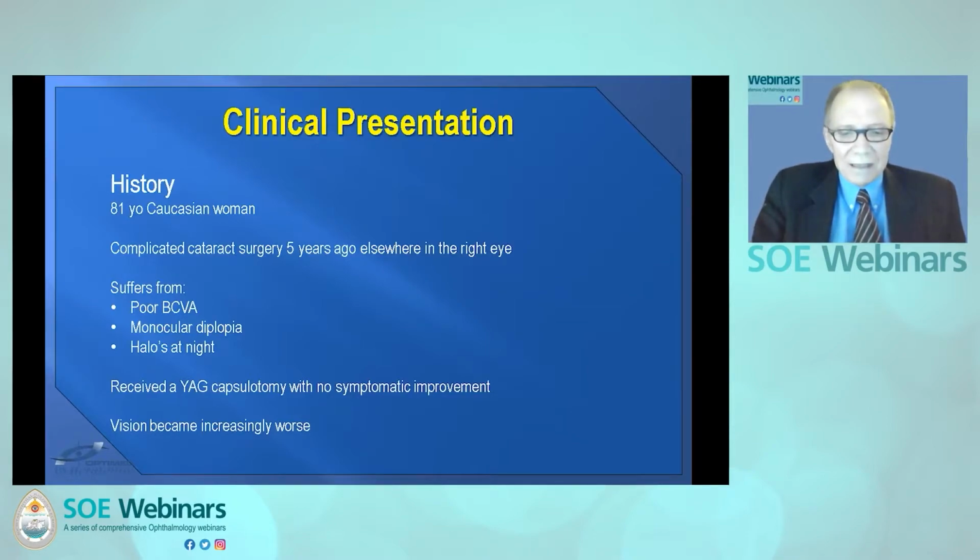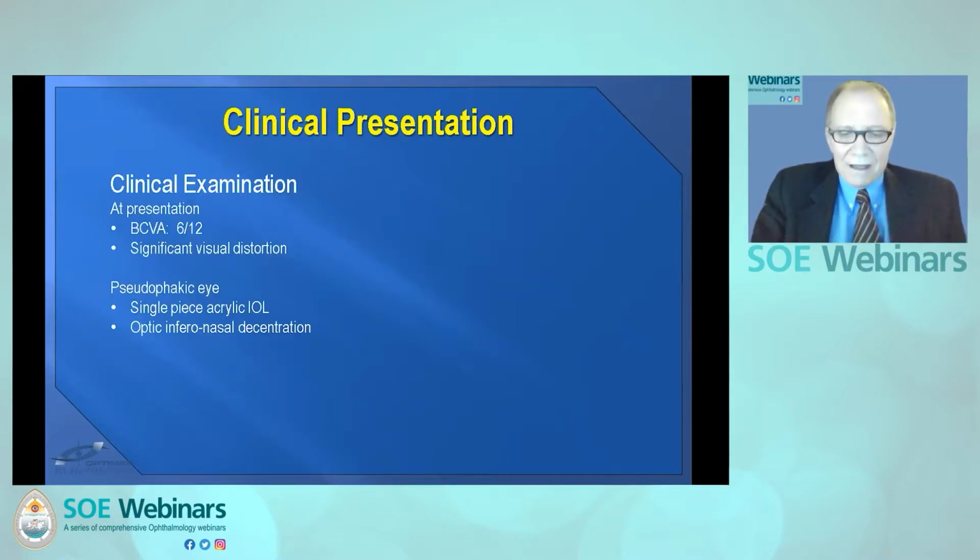She complained about these symptoms to a treating ophthalmologist, apparently after which a YAG capsulotomy was done in the right eye, with no effect on her symptoms. At the time, her vision in this eye became increasingly worse, so that her corrected vision at presentation in our clinic measured a poor quality 6/6, accompanied by a significant degree of distortion.